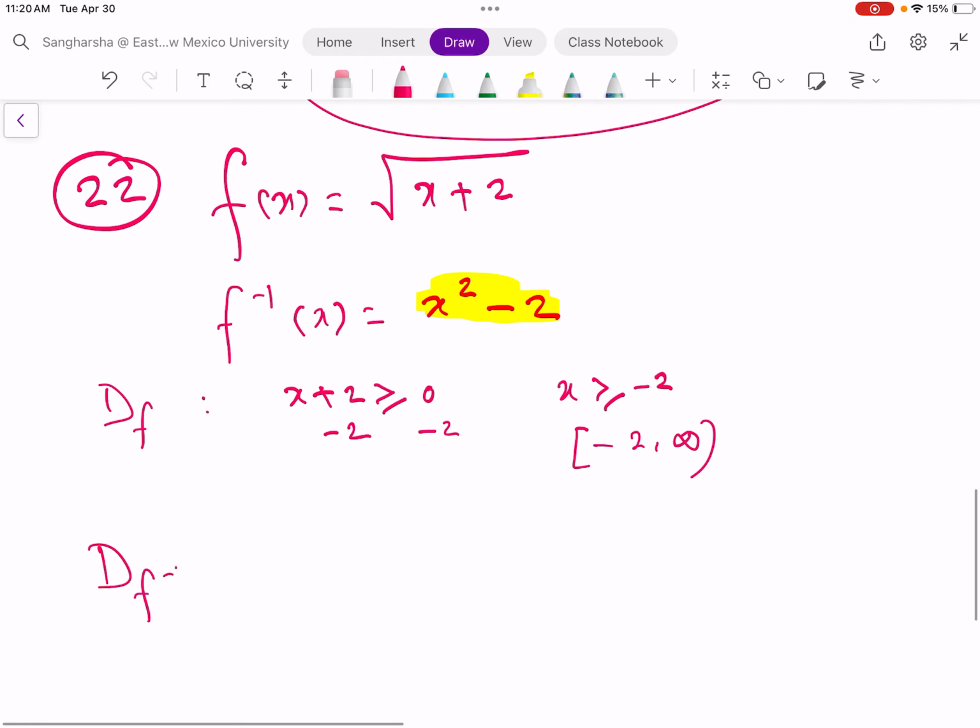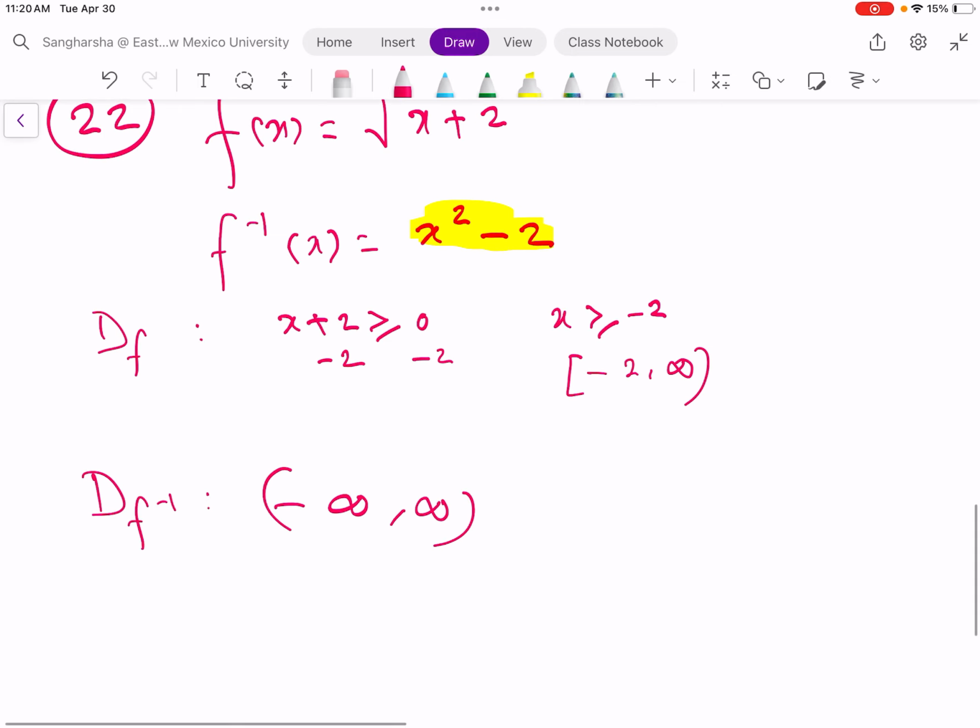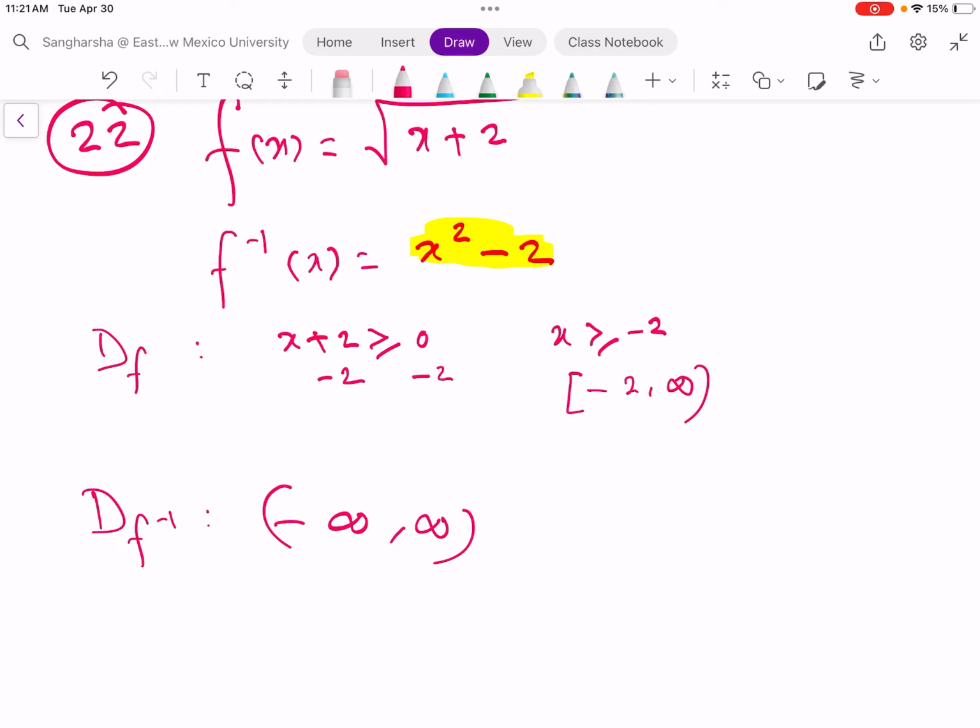And the domain for the inverse function, this one should be the easiest one. So what kind of function is the inverse function? It's a quadratic function, right? Or a polynomial function. And a polynomial function has a domain of all real numbers. So from negative infinity to positive infinity. Every real number is in the domain of any polynomial function.